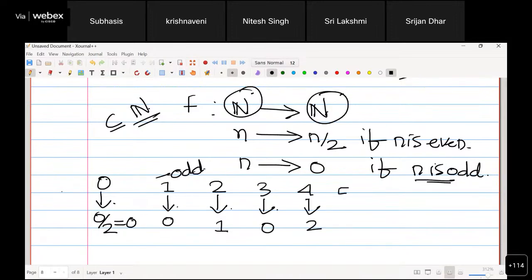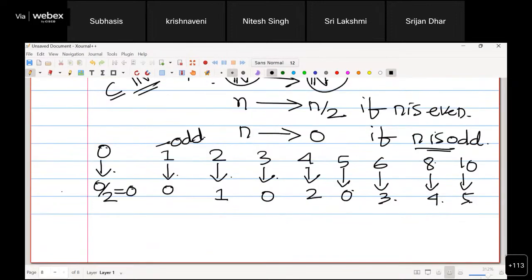2, 0, right? And 0.6, 3. If you take 8, you will get 4. If you take 10, you will get 5, right? Yes. Now can you see what will be the image? All natural numbers. Correct.